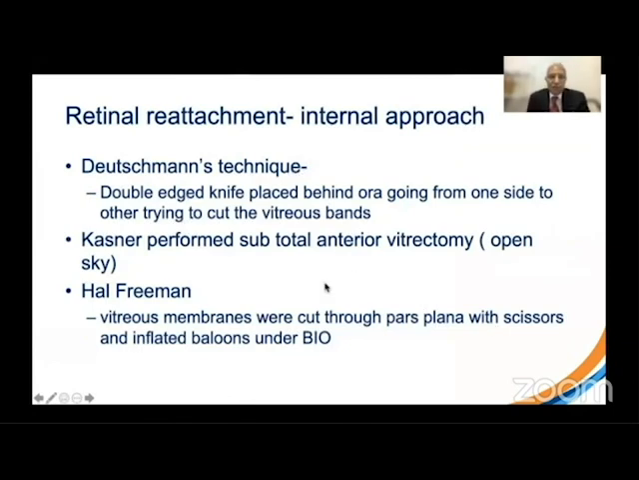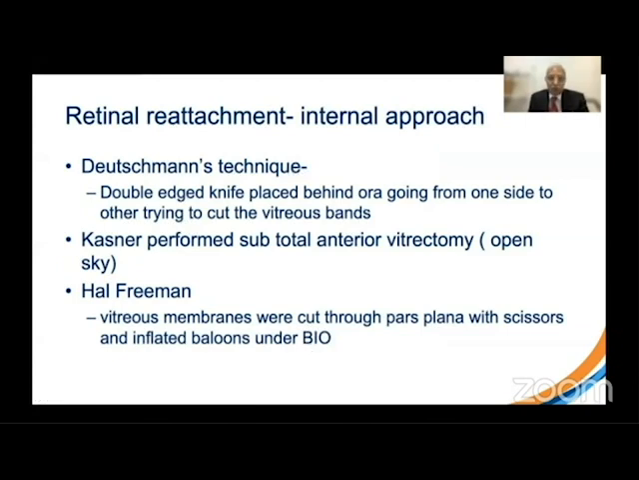Internal approach to fix the retina was rapidly thought to be necessary because external approach cannot correct all kinds of detachments. The bands in the vitreous keep the retina detached despite a buckle, and hence Deutschmann tried to cut the bands by just using a knife penetrating through the ora. You can understand what the repercussions of this step would have been. Subsequently, people did attempt an open sky vitrectomy, and Hal Freeman even used a more controlled cutting off of the bands by using scissors introduced through the pars plana and used inflated balloons under indirect ophthalmoscopic control.